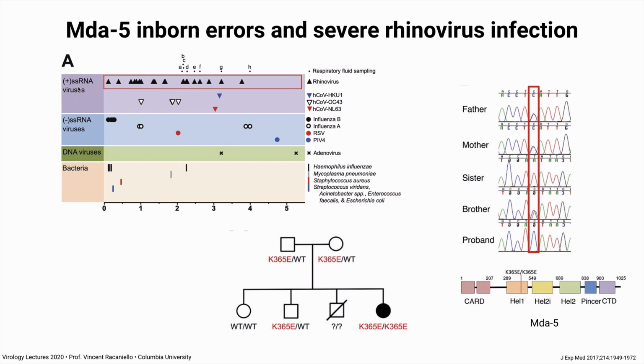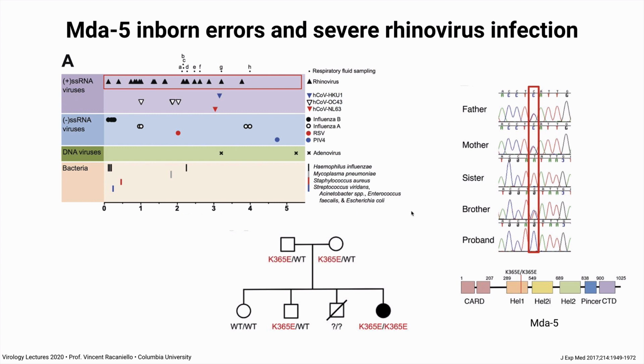And you can see plus stranded RNA viruses, a lot of rhinovirus infections. Each triangle is a separate episode with rhinovirus. And then the child had a number of coronavirus infections. These are the endemic coronaviruses that cause common colds. Influenza viruses, respiratory syncytial virus, parainfluenza virus, adenovirus, a DNA virus, of course, and then some bacterial infections.